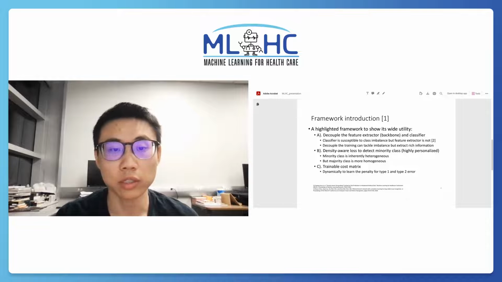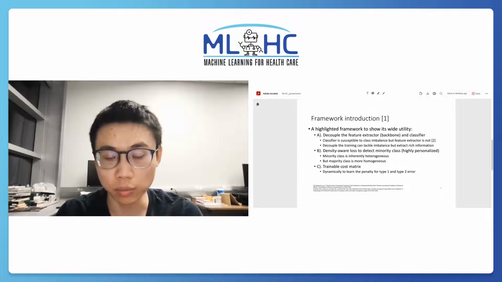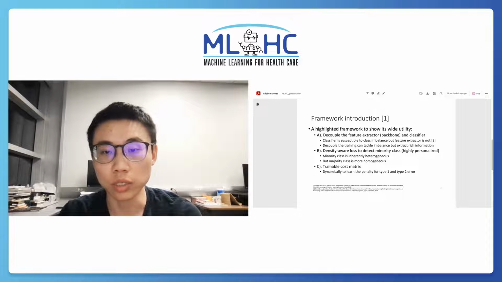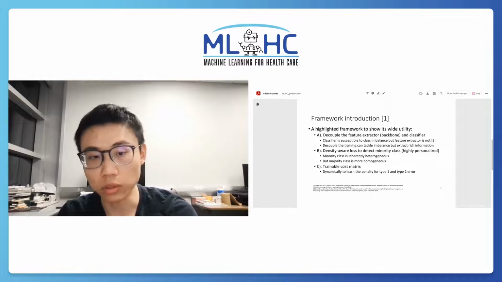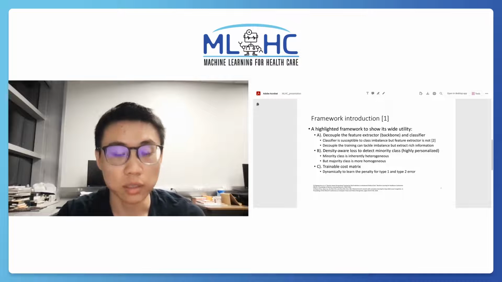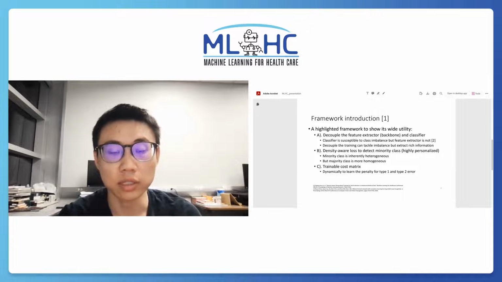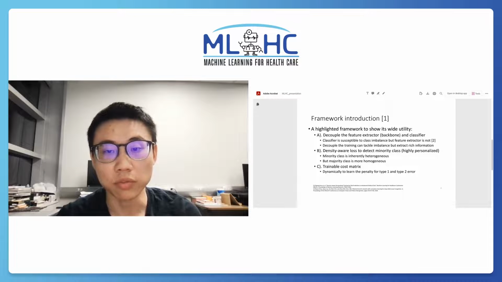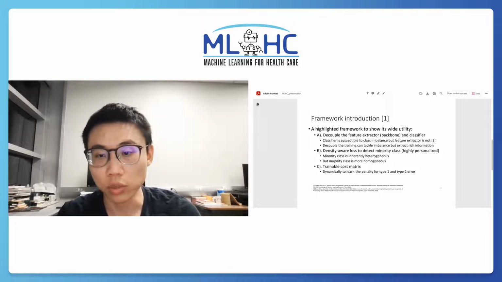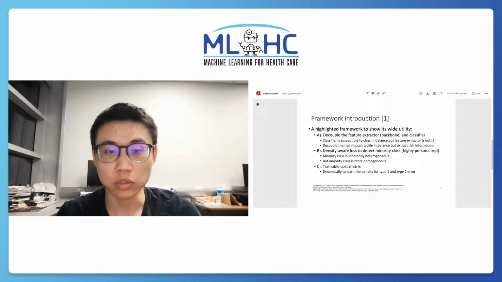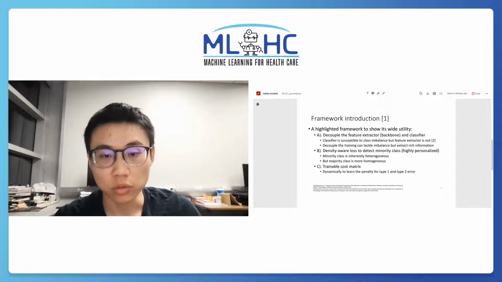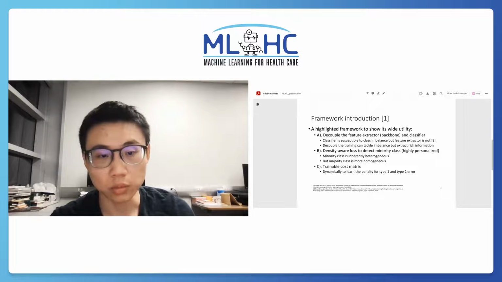So first of all, we have decoupling training to decouple the feature structure, which is the backbone, and the classifier, which is usually the last few fully connected neural network layers. Historically, it has been proven that the classifier is very susceptible to class imbalance, but the feature structure is not. So decoupling the training can help tackle the imbalance issues and at the same time extract a very rich set of information, because we still want the feature structure to absorb as much information as possible.